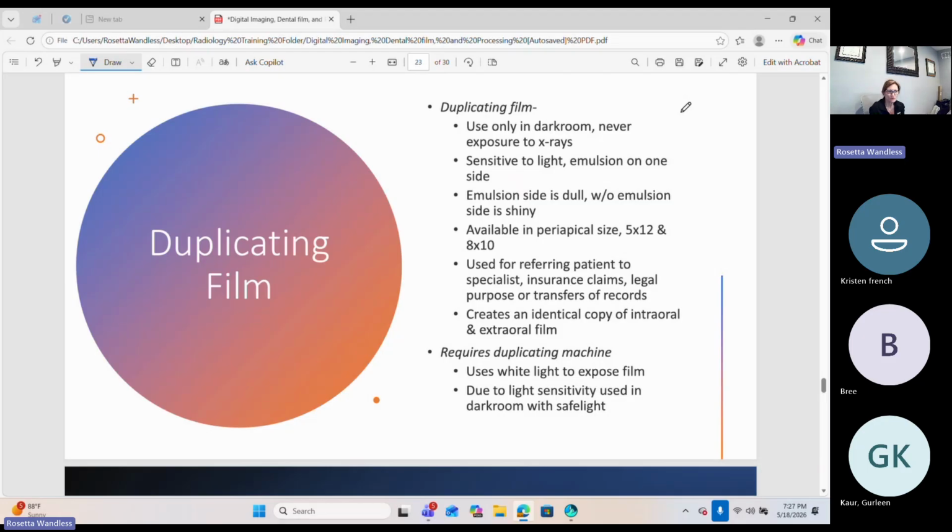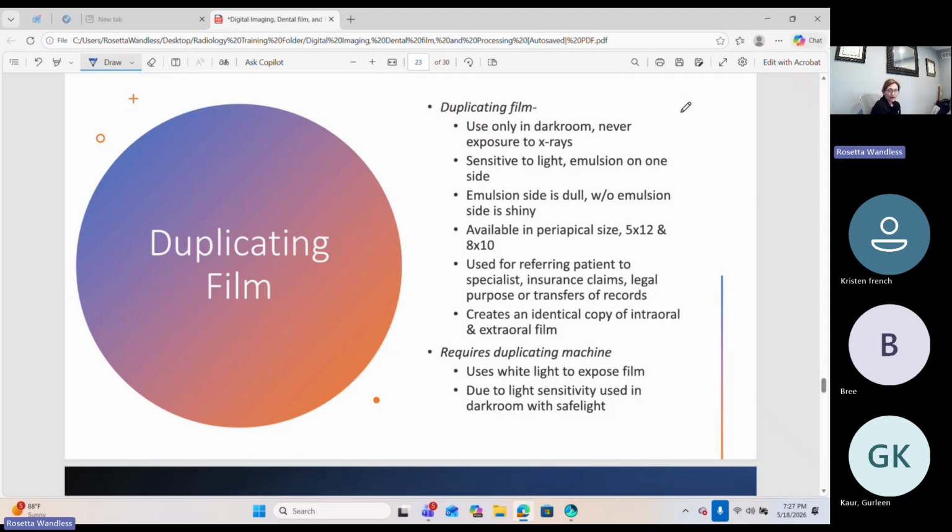We can only use it in a dark room. And the second rule is we never can expose it to X-rays itself, to electromagnetic radiation itself. We're going to get a black picture, okay? It only has emulsion on one side. So we never, ever use duplicating film to take an X-ray on somebody, okay? It is only for duplicating purposes.